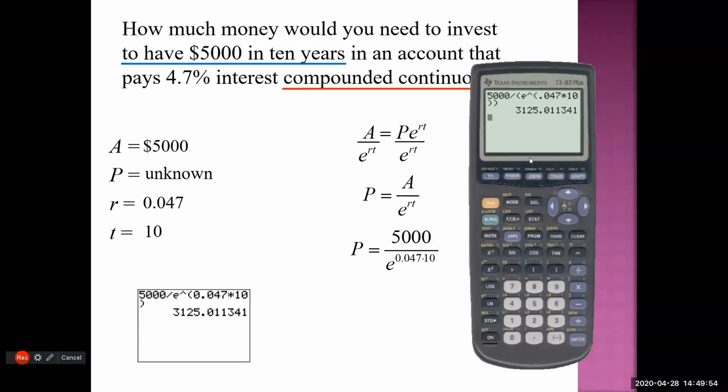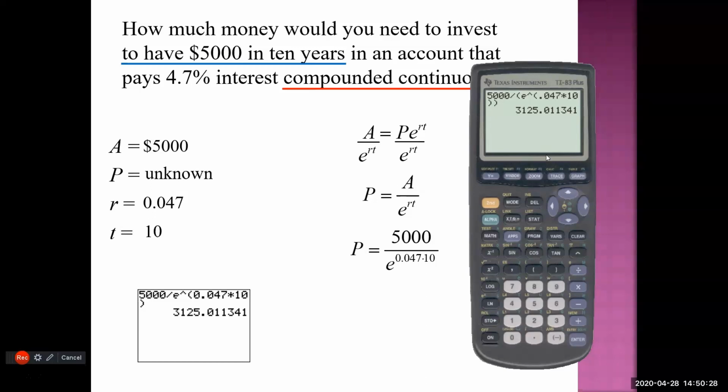0.047 times 10. Don't forget your times. Close it and times 10. Yeah, times 10, and then close your parenthesis. Okay, and then close it. I did not get that.